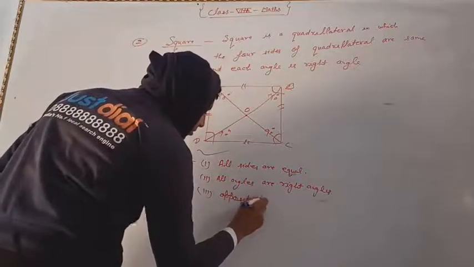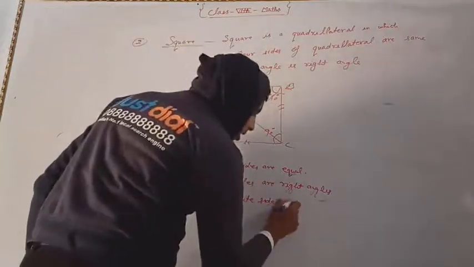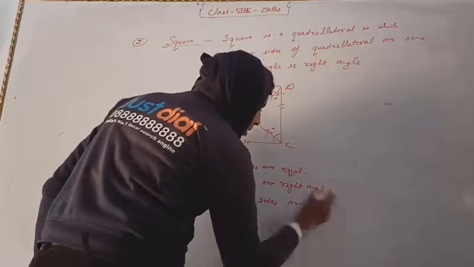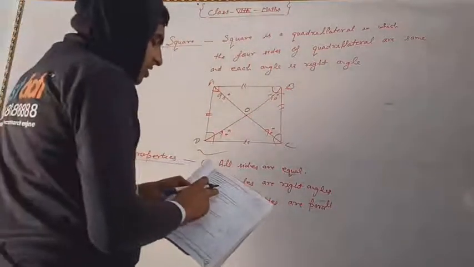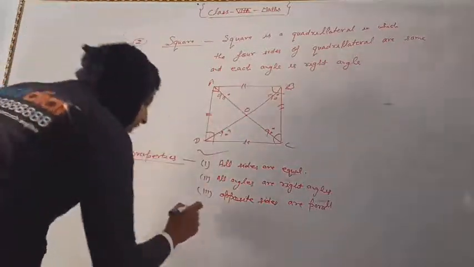Opposite sides are parallel. Okay. Again, diagonals bisect each other at 90 degree and are also the same length. Okay.